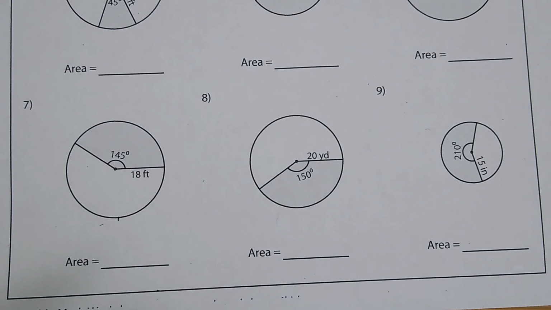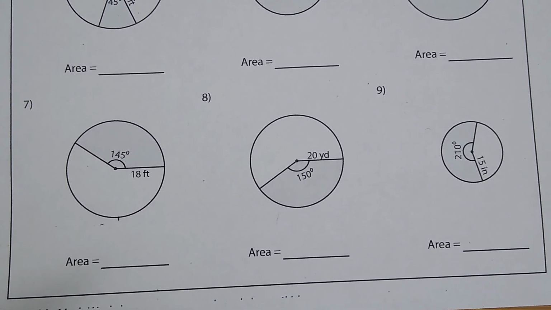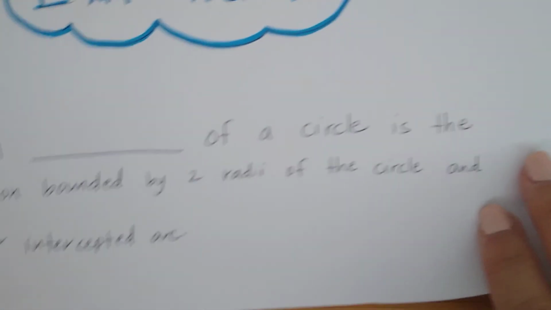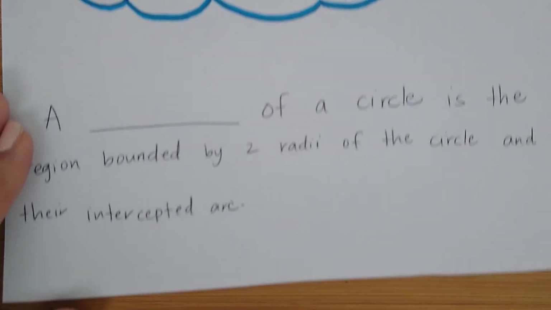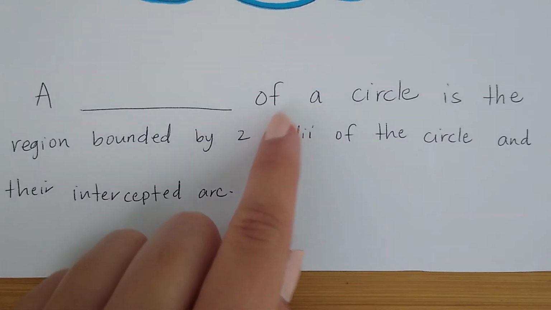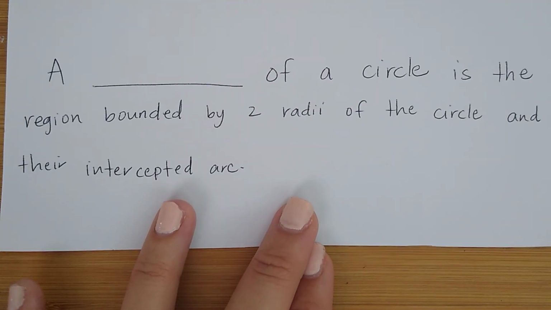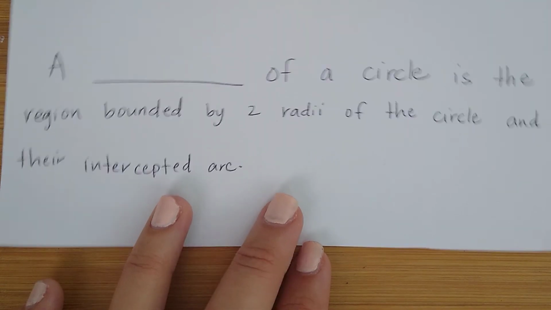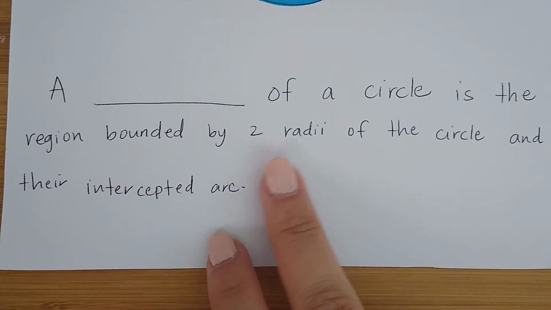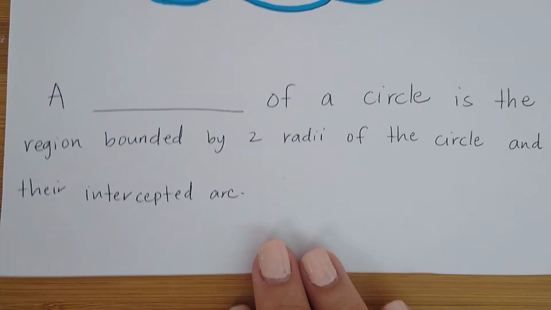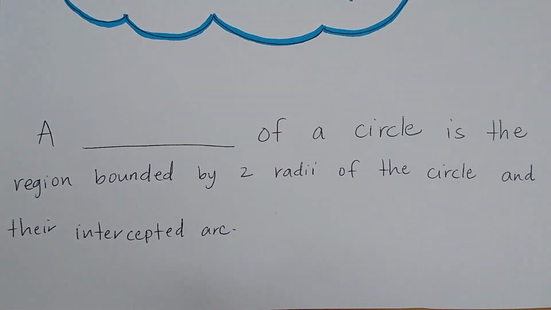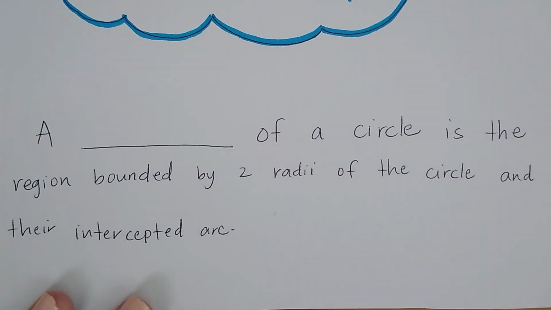And then for the last thing that I wanted to do, there was an exit ticket actually, and so I would leave you with this final question, and it's as follows. A blank of a circle is the region bounded by 2 radii of the circle and their intercepted arc. I'm going to go ahead and leave this here for you guys just so that it's food for thought, and then we'd go ahead and talk about that for the next day.